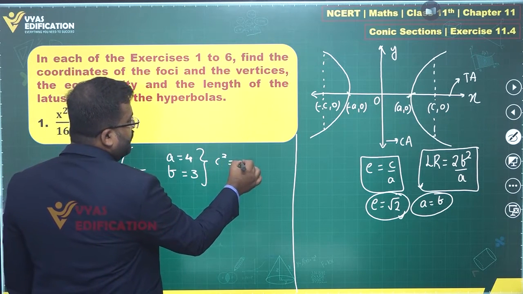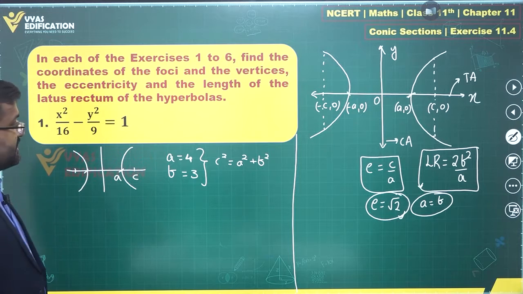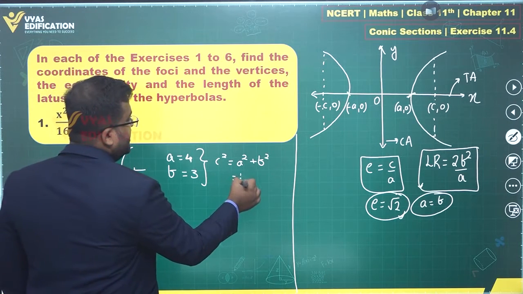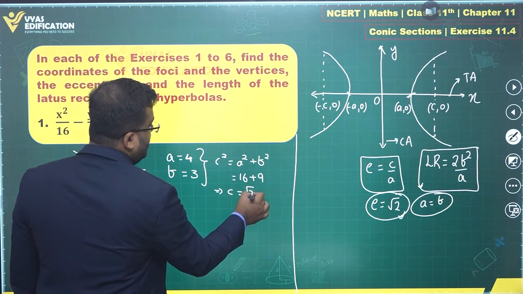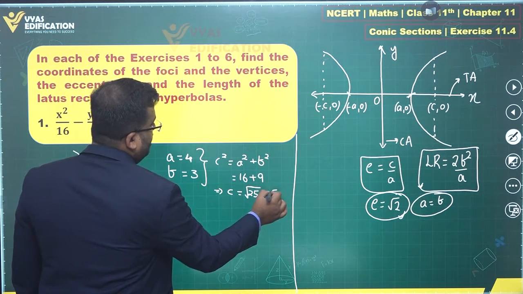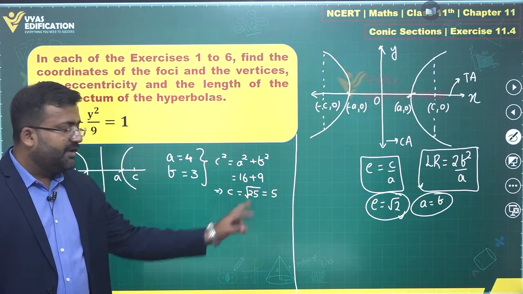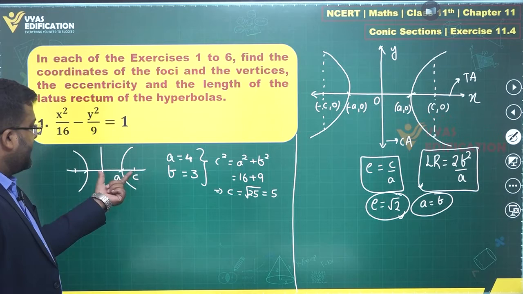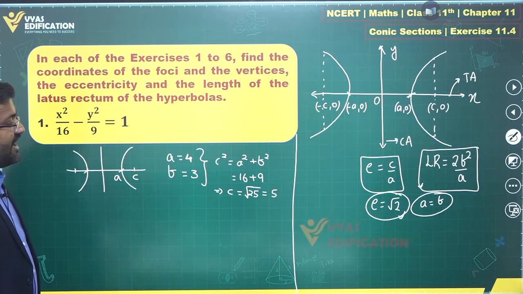C square is equal to a square plus b square over here. C square is equal to a square plus b square, and what does that become? This is 16 plus 9, so c will be equal to under root of 25, which is 5. C is positive, mind you. I am not taking plus or minus under root 25. I am taking simply plus 5 because c as such is positive. This will be minus c, that will be minus 5, right? So the value of c has been found.